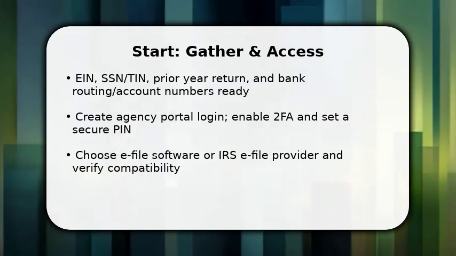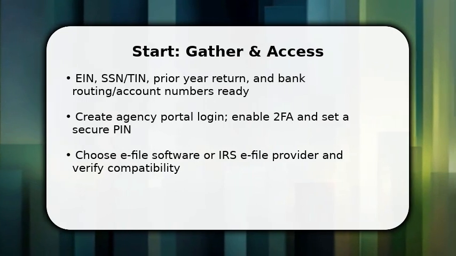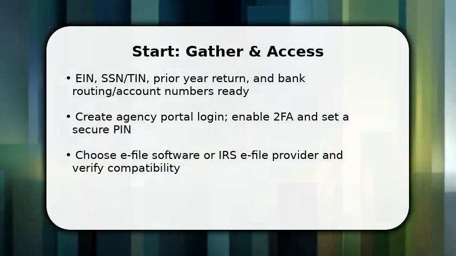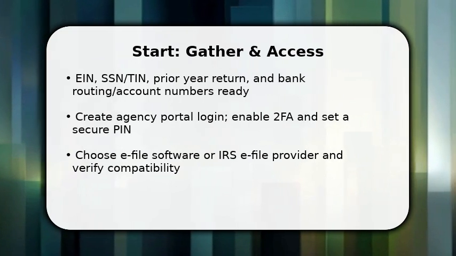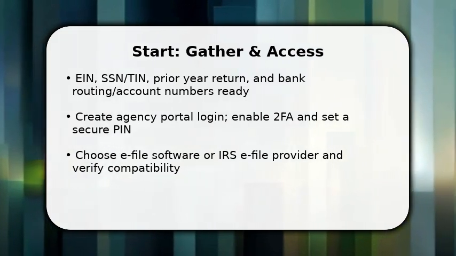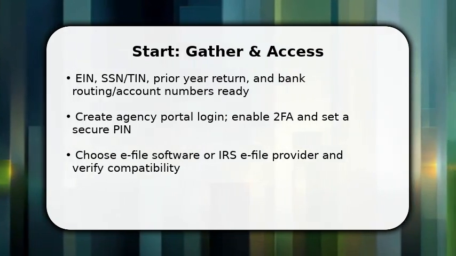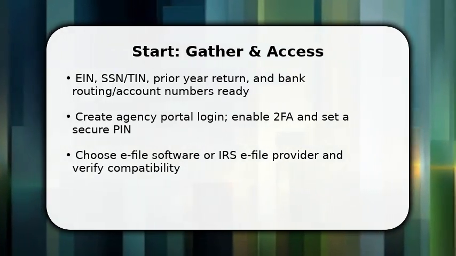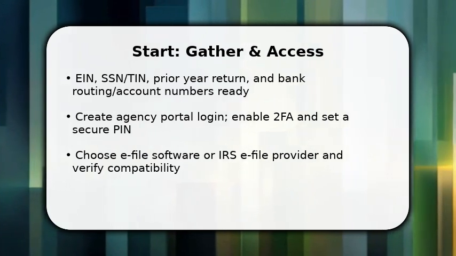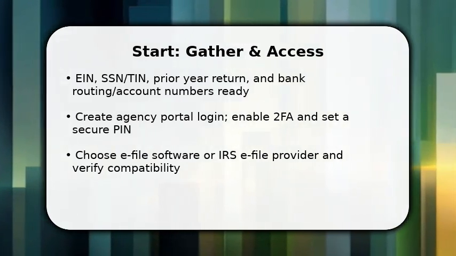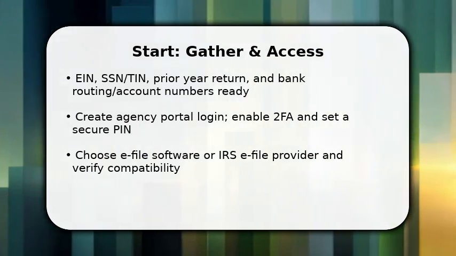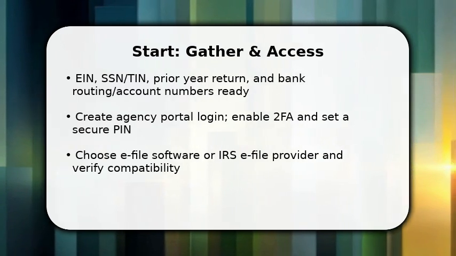You begin by collecting identifiers and payment info because accuracy here prevents delays. Once done, create or sign into the tax agency portal, enable two-factor authentication, and set a secure PIN to protect submissions. Next, pick e-file software or an IRS-authorized provider that supports your business type, C Corp, S Corp, partnership, or sole proprietor, so forms match.